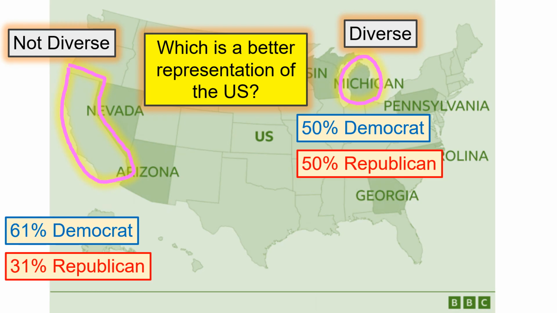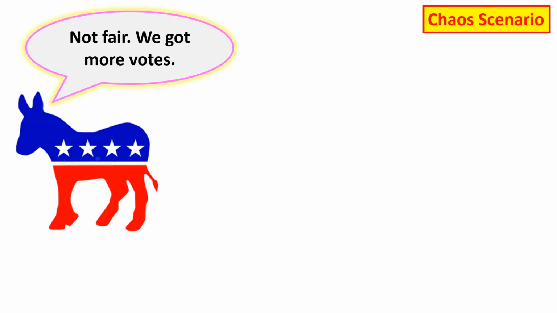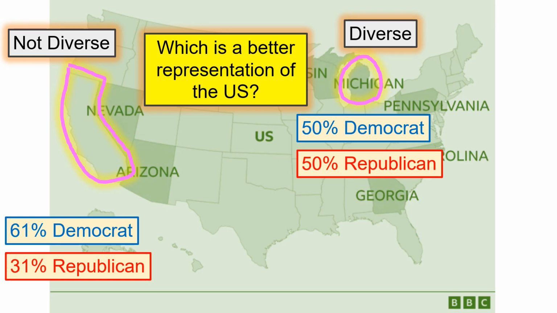So if we decide supposedly that Michigan is the better representation, then maybe they should have more of a say in selecting the President of the United States. And that's what we get with the Electoral College.